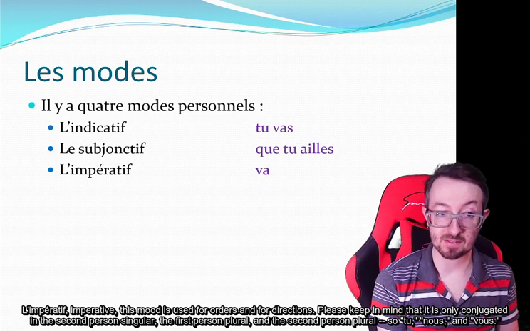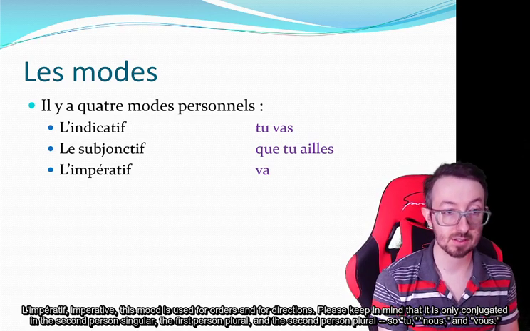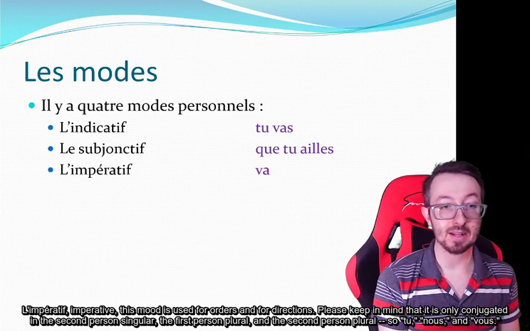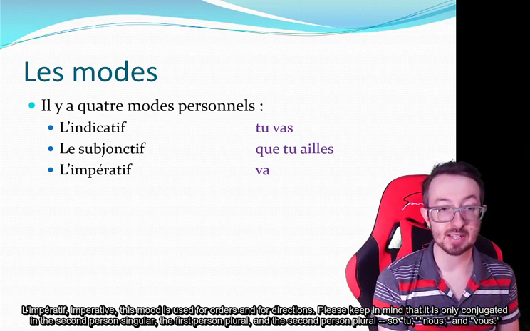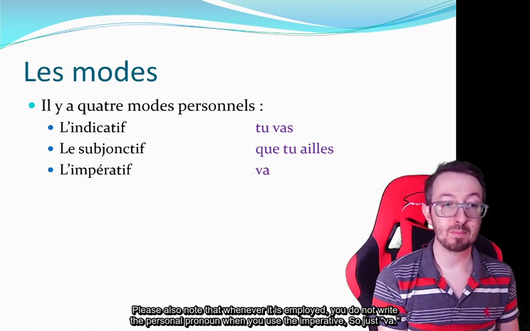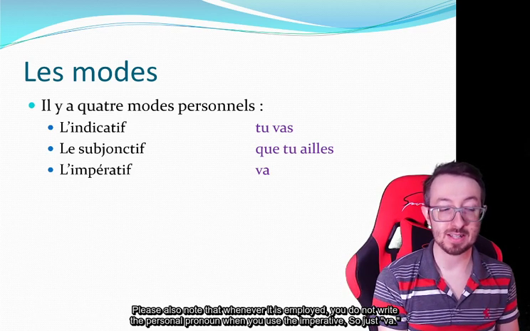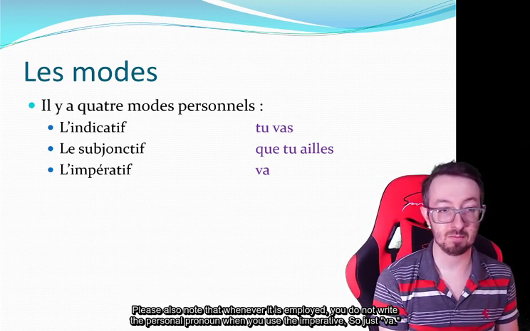L'impératif, imperative. This mood is used for orders and for directions. Please keep in mind that it is only conjugated in the second person singular, the first person plural, and the second person plural. So tu, nous, and vous. Please also note that whenever it is employed, you do not write the personal pronoun when you use the imperative. So just va.